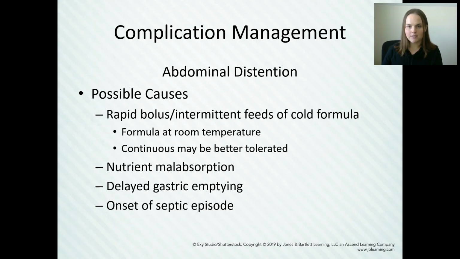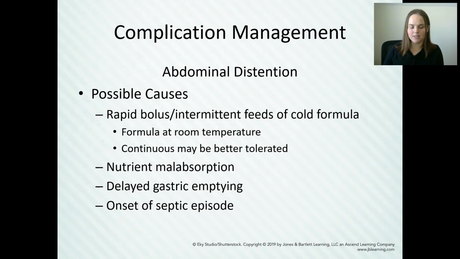Abdominal distension can also be a complication of enteral feed. Possible causes could be a rapid bolus or intermittent feed, especially if it's cold. Usually formula at room temperature is better tolerated. Sometimes patients who are on bolus or intermittent feeds use the cartons of formula that are similar to a Boost carton, and they might just use half of it for a feed and then put it in the fridge. If they're noticing that they're not tolerating the cold formula, they can set it out and let it come to temperature, and then use it within 2 hours.